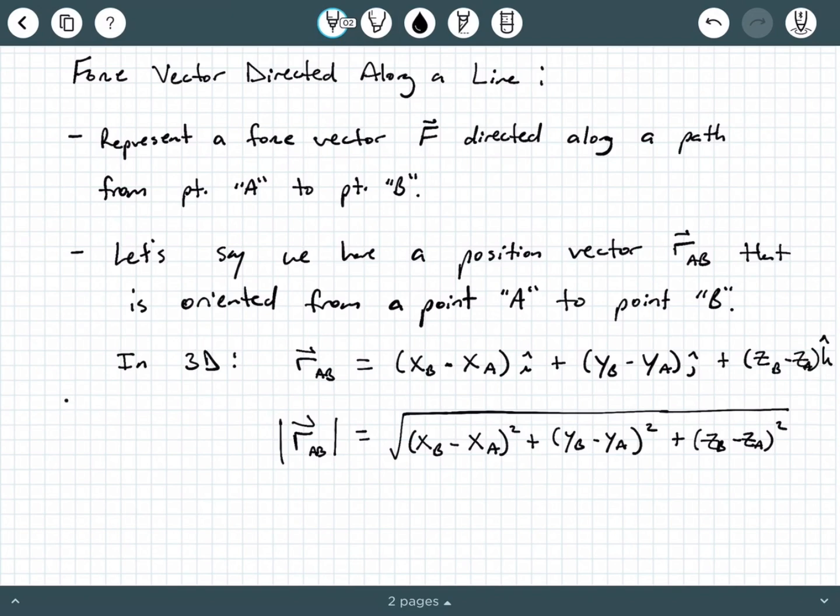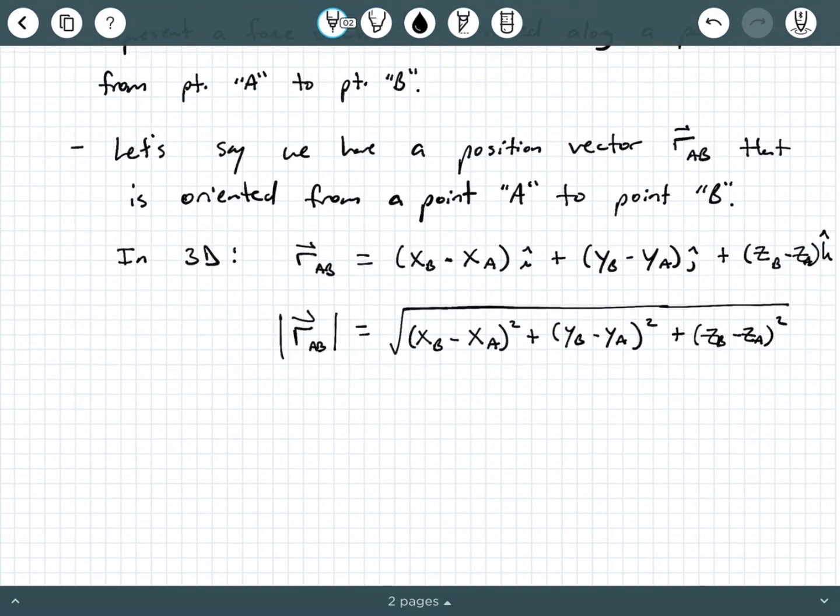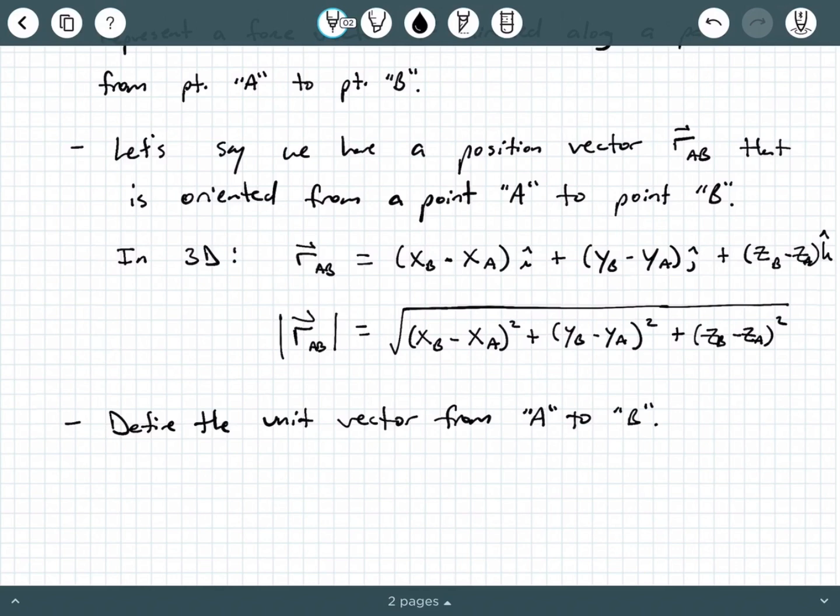So what we do then is we have this position vector from A to B. Then what we do is we define the unit vector from A to B. So again, we should remember how to do this. The unit vector from A to B is just going to be the position vector, RAB, divided by its magnitude. All right, no question about that. We've seen that in some previous videos as well.